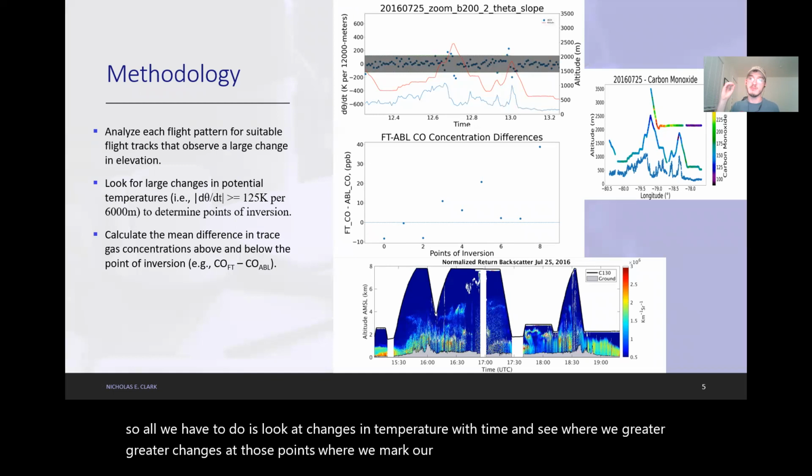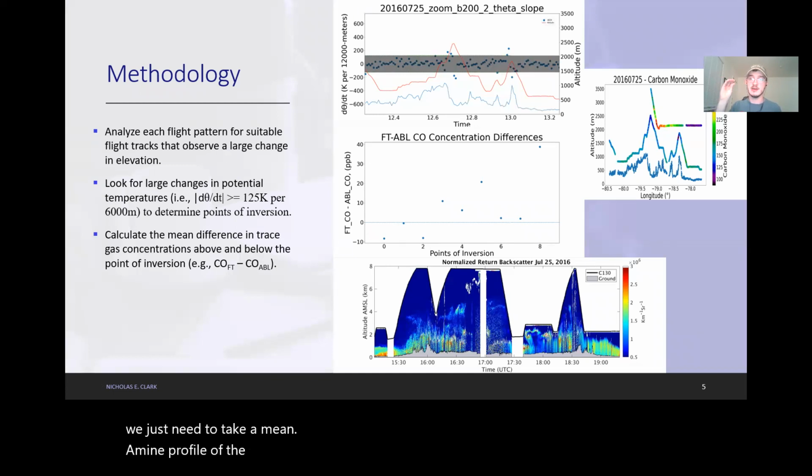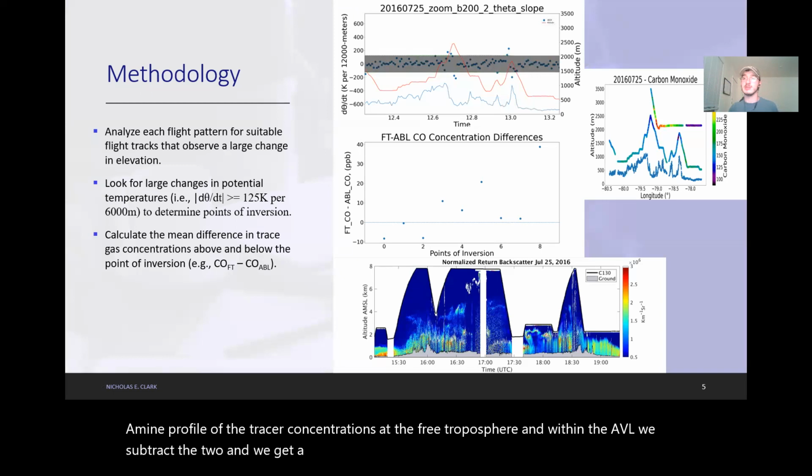And then we just need to take a mean profile of the tracer concentrations in the free troposphere and within the ABL. We subtract the two, and we get a gradient across the two, and we can understand what's happening.